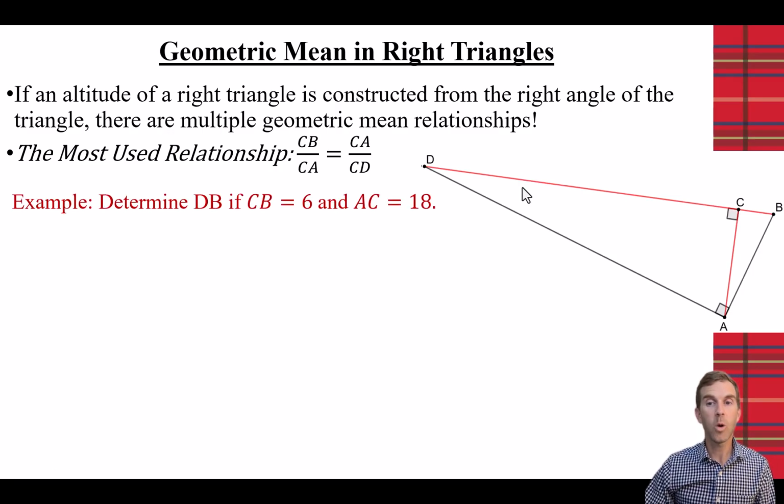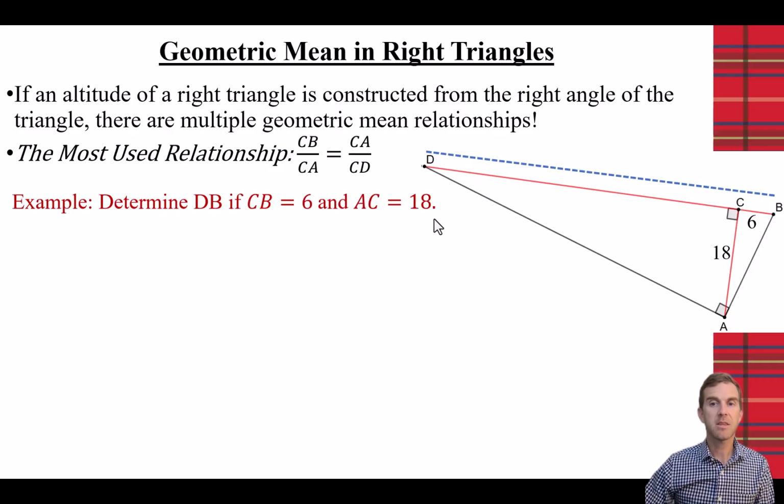So say we want to know what is the hypotenuse DB if we know that CB is 6 and AC is 18. So let's put in the parts we have. We know that CB is 6, CA is 18. What we don't know is the entire length. But to think about, what do we need to make up this entire length? We need to know DC, and that's the part we don't know right now.